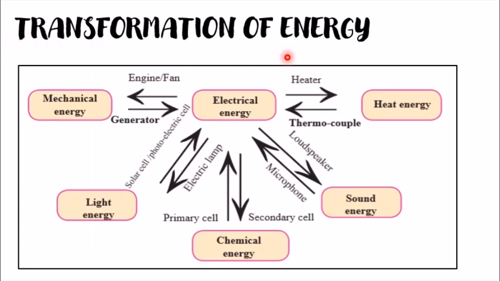Next is transformation of energy. Now energy can be transformed from one type to another type. What I mean by this is, if you have light energy, you can transform it into electrical energy. The simplest example is a solar cooker or solar cell. We use heat energy, that is the solar rays, and we are converting it into electrical energy.